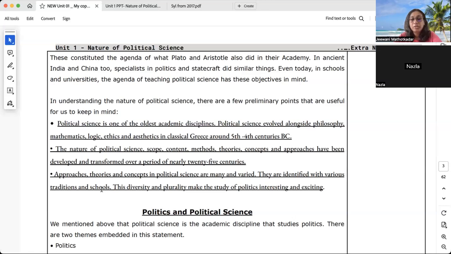Next one. The nature of political science. Scope, content, methods, theories, concepts and approaches have been developed and transformed over a period of nearly 25 centuries.